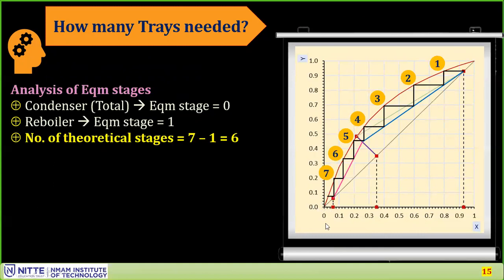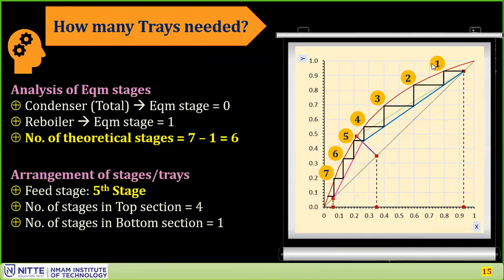Reboiler is below the stripping section. Remember, the condenser is above the rectification section at the top. So the last one, the 7th stage, is nothing but the reboiler. So we will be deducting 1 for that. So the number of theoretical stages, the number of trays required, is total minus the stages required for the reboiler minus the stages required for the condenser. That is, total is 7 minus 1 minus 0. That gives you 6. So 6 stages are available.